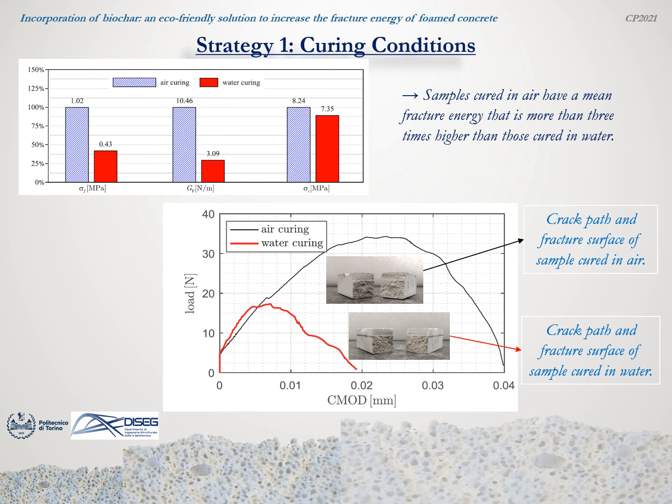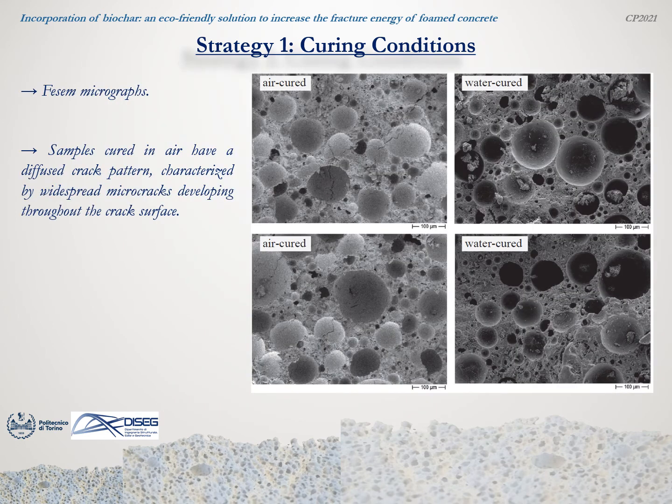achieved in air-cured specimens. Coming to the microstructural analysis through SEM, in contrast to ordinary concrete, in which a main crack is usually identified, for foamed concrete specimens cured in air a diffused crack pattern is noticed, which is characterized by widespread microcracks developing throughout the crack surface. On the other hand, specimens cured in water exhibit less diffused microcracks and a smoother crack surface, which implies a lower fracture energy and a resulting different flexural behavior.